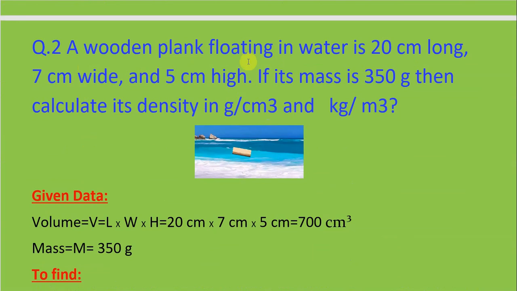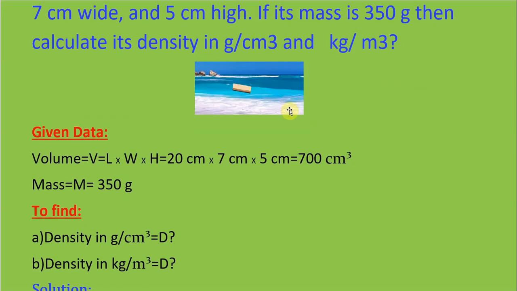A wooden plank floating in water is 20 centimeter long, 7 centimeter wide, and 5 centimeter high. If its mass is 350 gram, then calculate its density in gram per cubic centimeter.